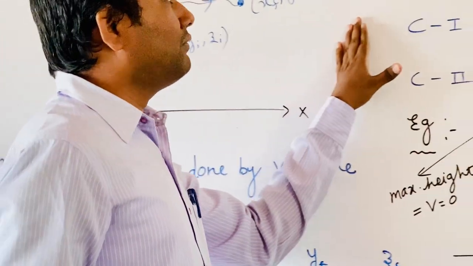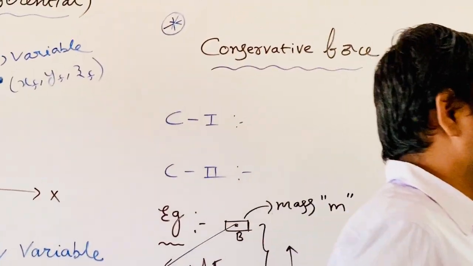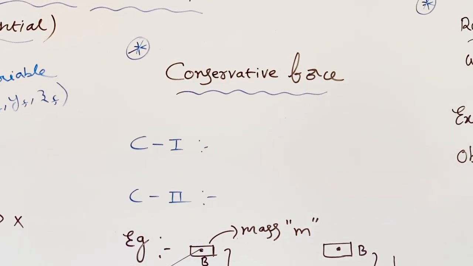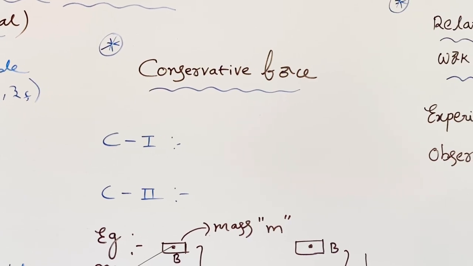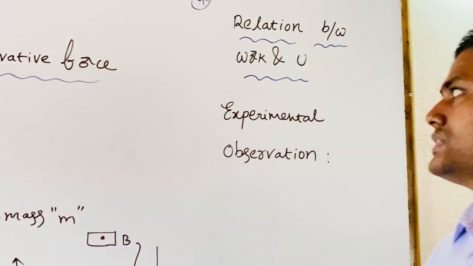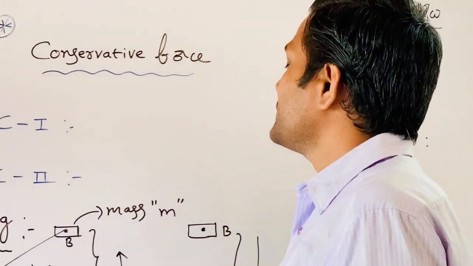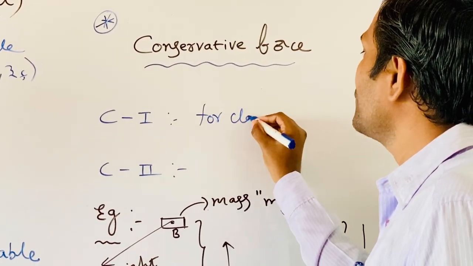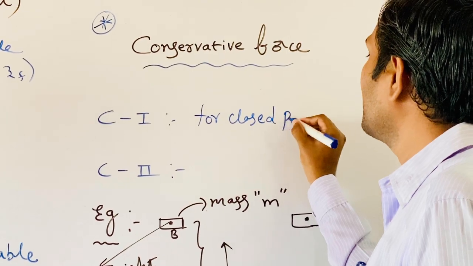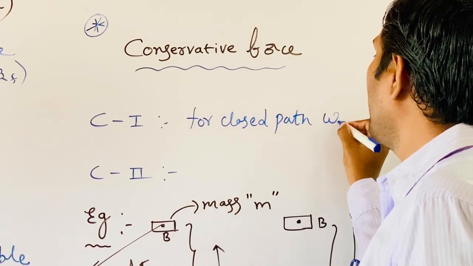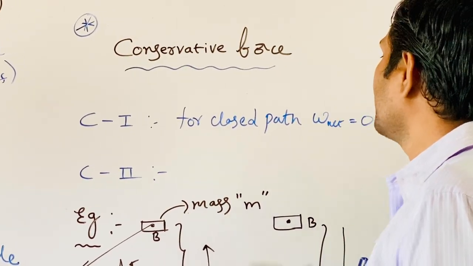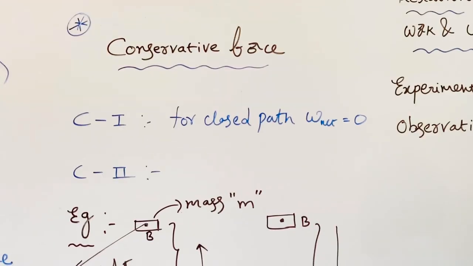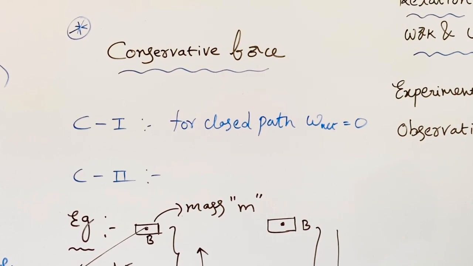Now we'll come to one more concept here, conservative force. So what do you mean by conservative force? Any force, we can say conservative force when these two conditions are satisfied. So what is the first condition? Suppose you are seeing some closed path. For a closed path, the net work done is zero by that force, then that force is said to be conservative.